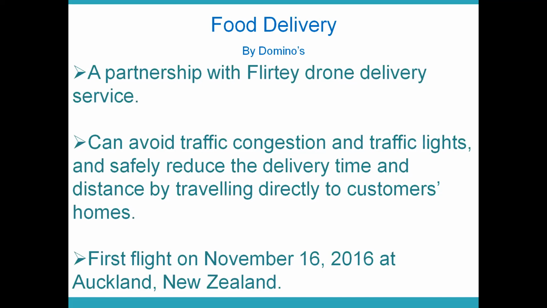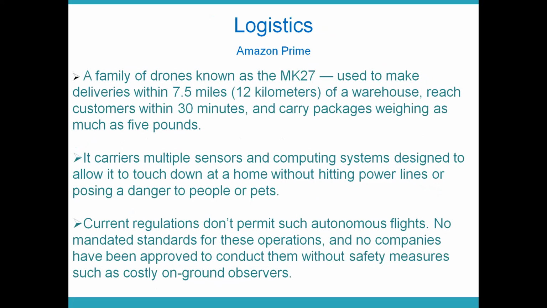And this logistic is used by Amazon Prime, Amazon e-commerce, and a family of drone known as MK27 used to make delivery within 7.5 miles, like around 12 kilometers of diameter of a warehouse, reach customers within 30 minutes and carry packages weighing as much as 5 pounds.